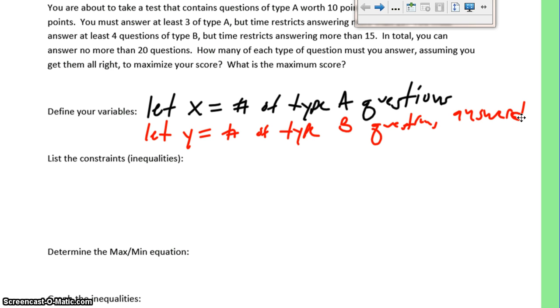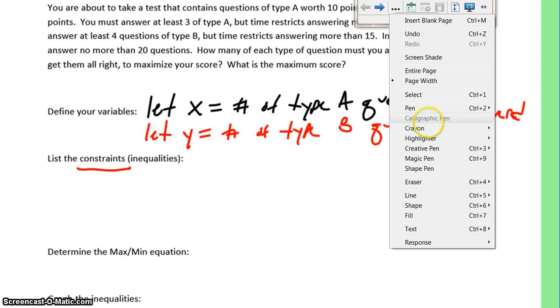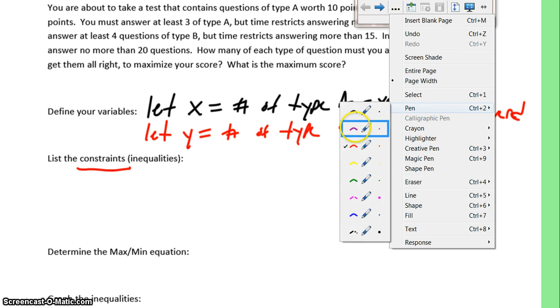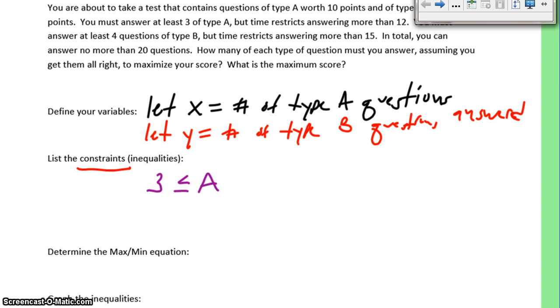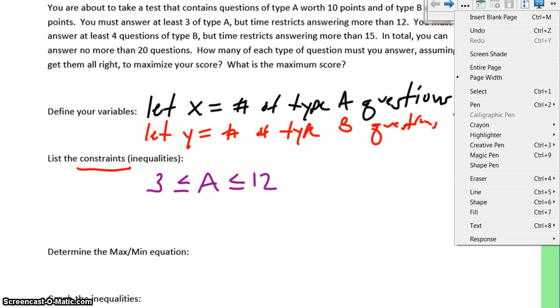Okay, so now we need to go ahead and set up these inequalities, also known as the constraints of the system. And let's start with the type A questions. We know that we must answer at least three of type A. So we know that A has to be greater than or equal to 3. But it also does tell us that we can't answer any more than 12, so A must also be, let's see, can I answer 12? I can answer 12, but I can't answer more than 12. So A can be equal to 12. So there's my constraints for the type A questions.